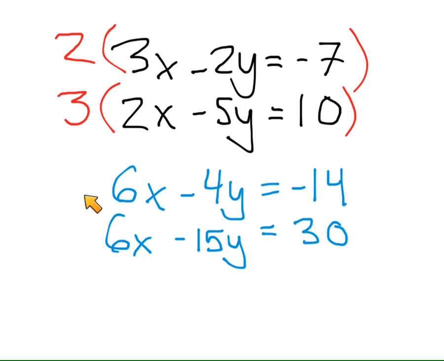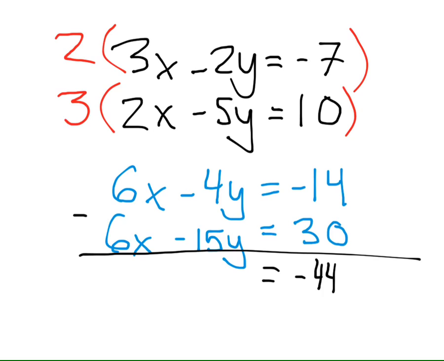So now I can use elimination here. In this case, I would need to subtract them in order for my x's to be eliminated. So if I have negative 14 minus 30, if I'm in debt $14 and I take away 30 more, I'm now down 44. If I have negative 4y's, and then I have minus negative 15y, it's a double negative here, right? So negative 4y plus 15y is going to give me 11y. Because it was negative 4 plus 15. And then 6x minus 6x will be eliminated, 0.